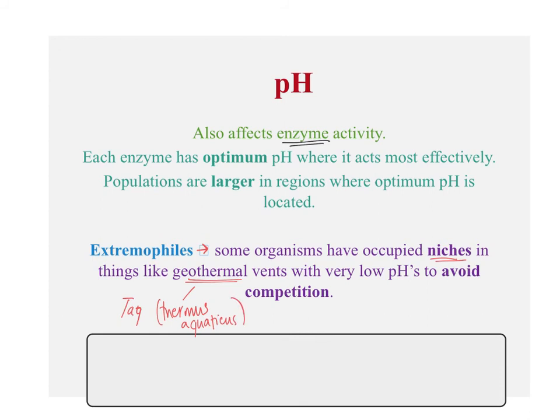These geothermal vents have got really, really low pHs. They're very challenging situations for any other organisms to live in. And in doing that, they avoid competition. So they're effectively hiding without hiding.